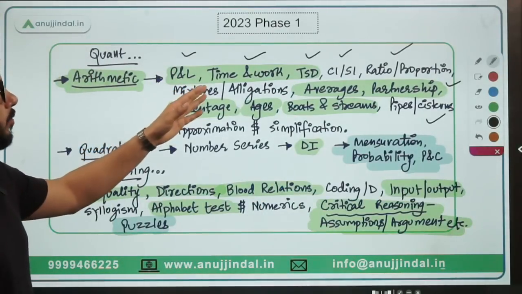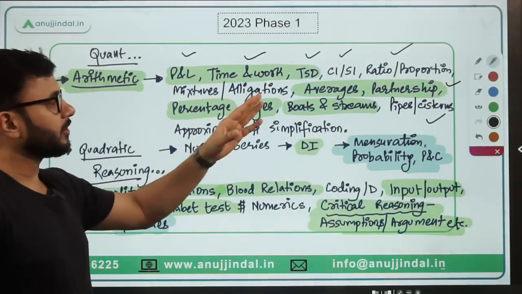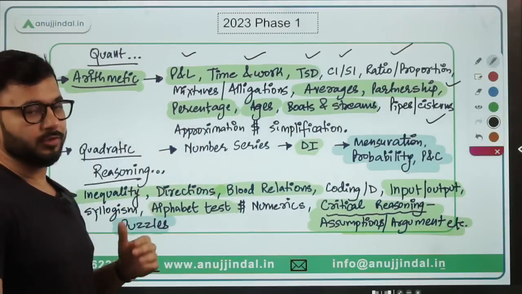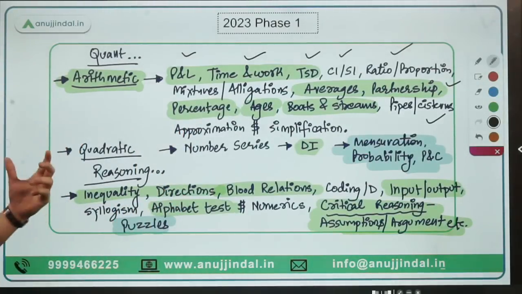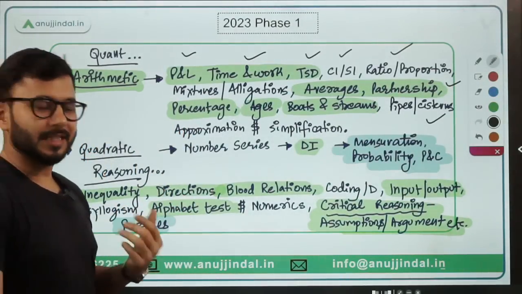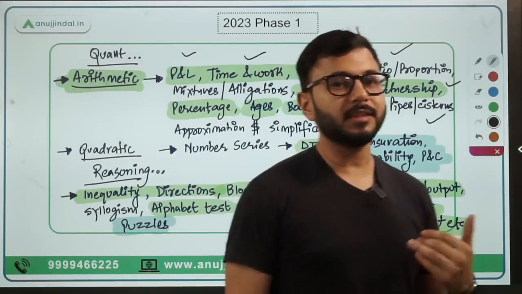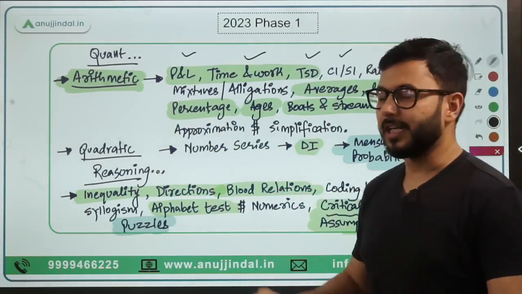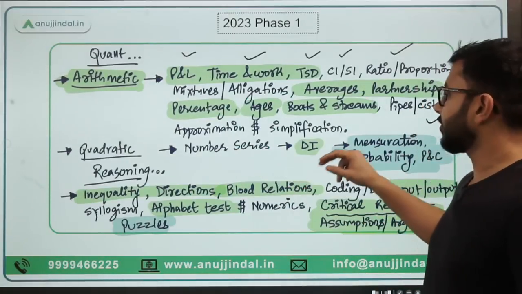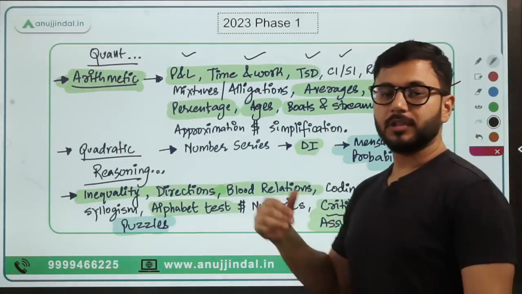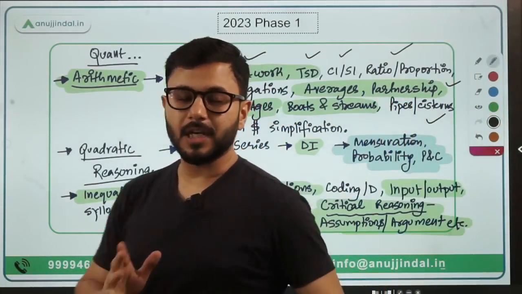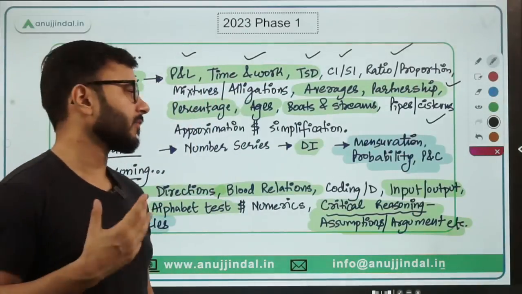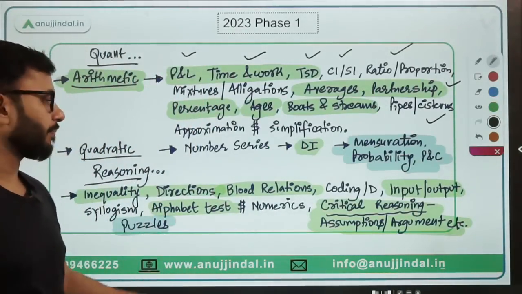Profit and loss, time and work, time, speed, distance, averages, partnership, percentage, ages, boats and streams. These are the areas. Other than this, quadratic is something that a lot of students find very easy, and a lot of students find very difficult. Therefore, it depends upon your understanding and your comfort. Number series, DI, data interpretation, highlighted in green, very, very relevant, very important. Practice it a lot. It is going to play a major role in your exam.